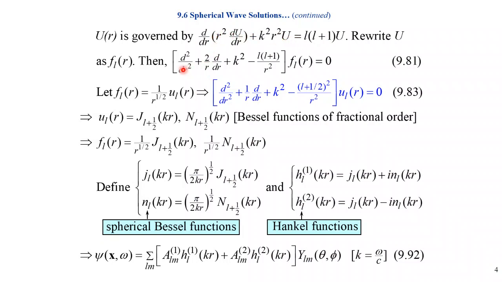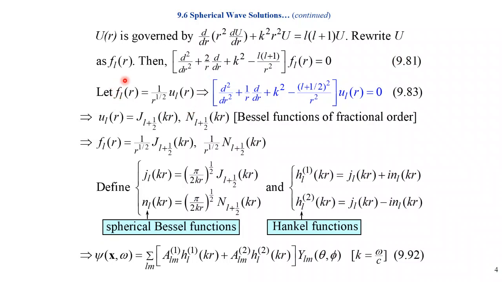Okay, the first term, this one with this one. Second term, this one with this one. Third term, this one divided by r squared. And last term from here to here. So positive to negative. That's equation 9.81.